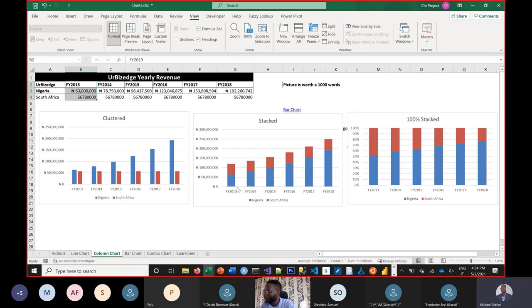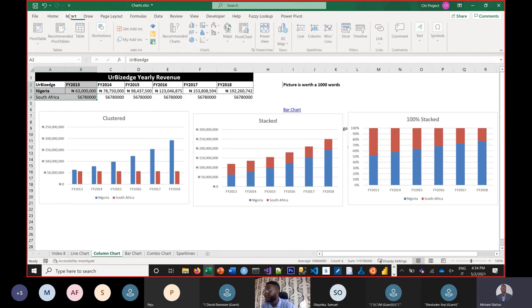And then I can be able to say, this is how we did this year, and this is what came from this country, this is what came from the other country, right? So that is stacked. Then let's go to the 100% stacked, right? 100% stacked is, wait for it. Imagine what you're interested in is like a pie chart.